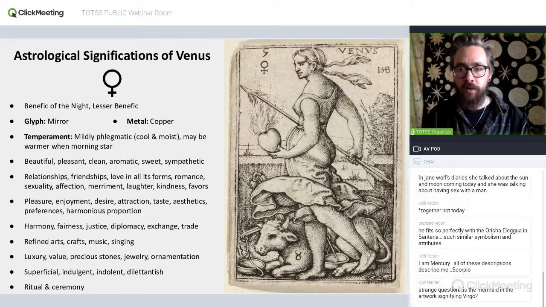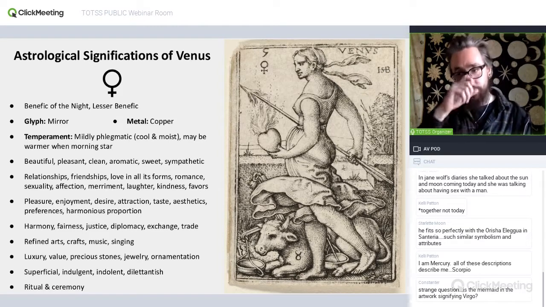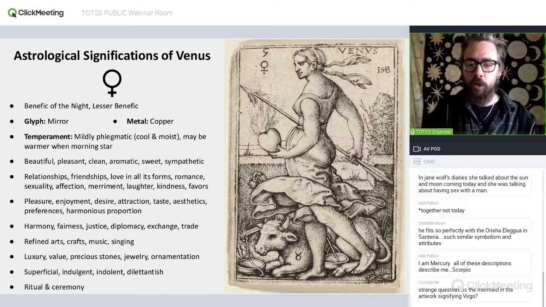Venus rules the refined arts, what we call the high arts, as well as crafts, and is often associated with music and with singing. Venus rules luxury, value, precious stones, jewelry, ornamentation. On the more negative or difficult side, Venus could be superficial or indulgent or indolent or even a bit dilettantish.